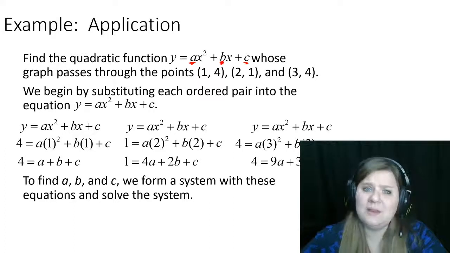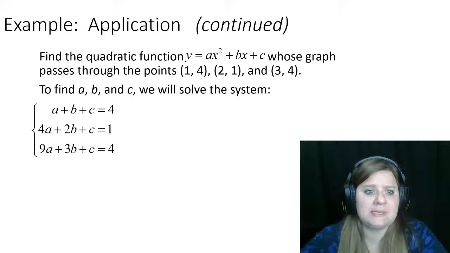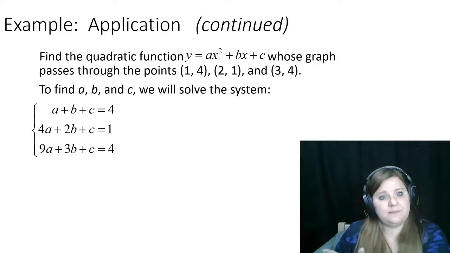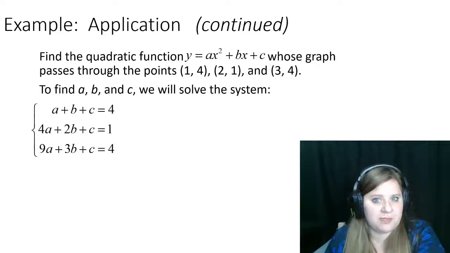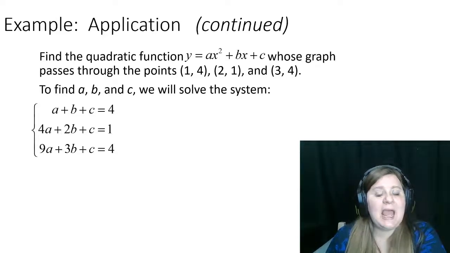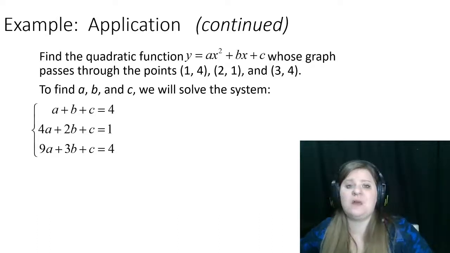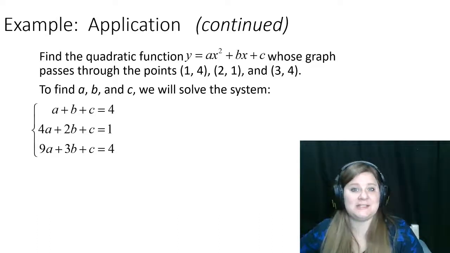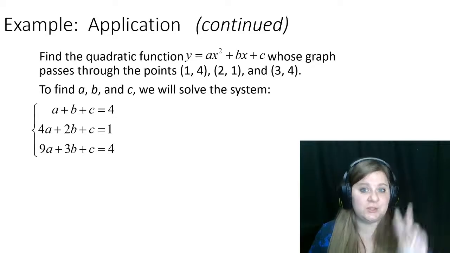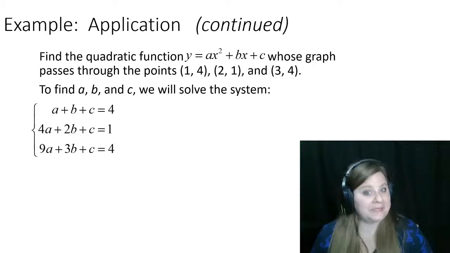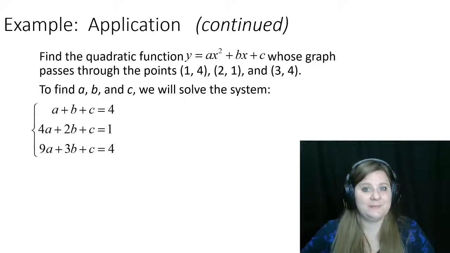So I'm going to set this up like a system. I want you to take a moment and try and decide how to get rid of one of the variables. Once you've gotten rid of one of the variables and you have a system of linear equations with 2 variables left over, press play on the video and we'll check it.